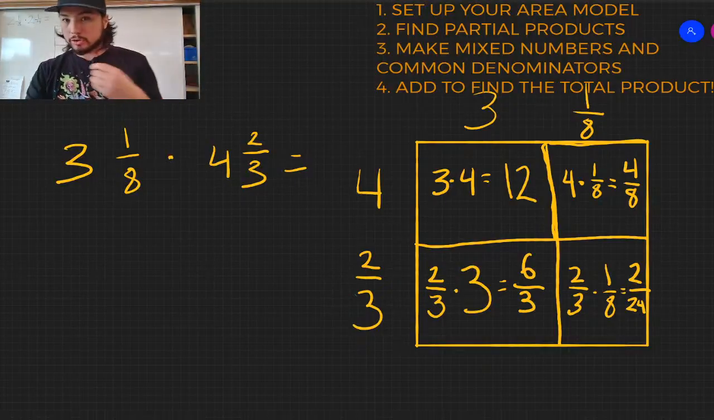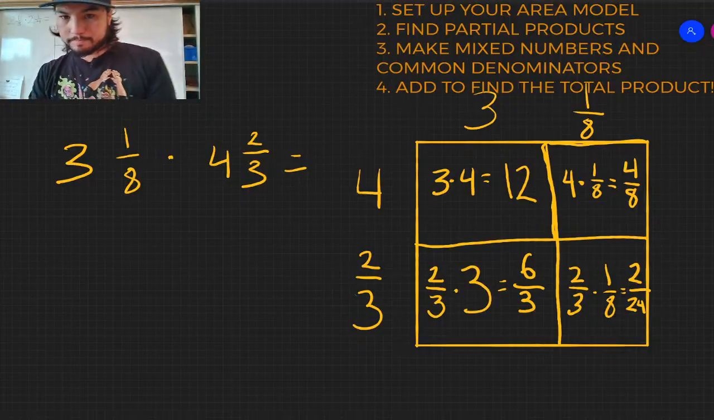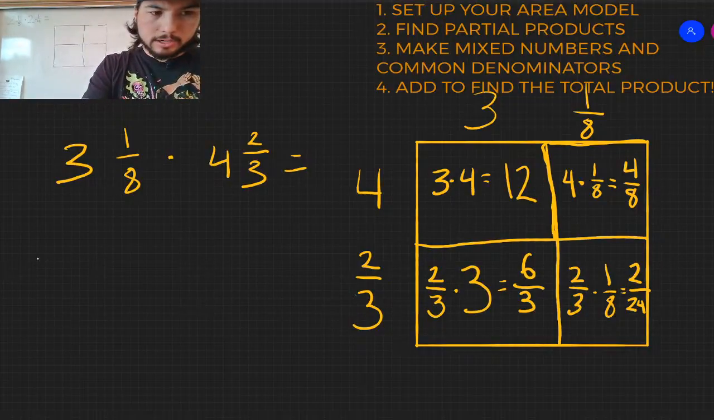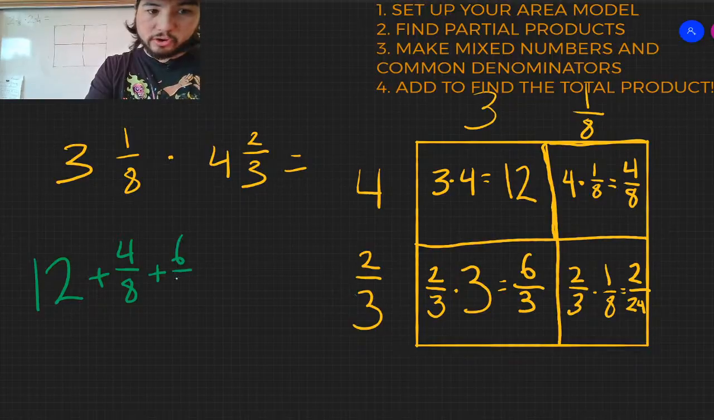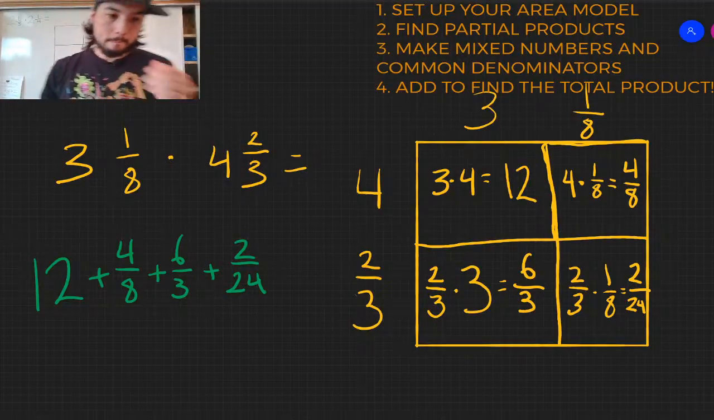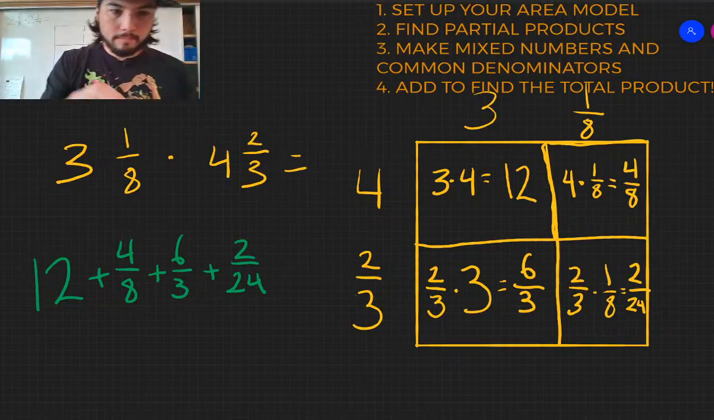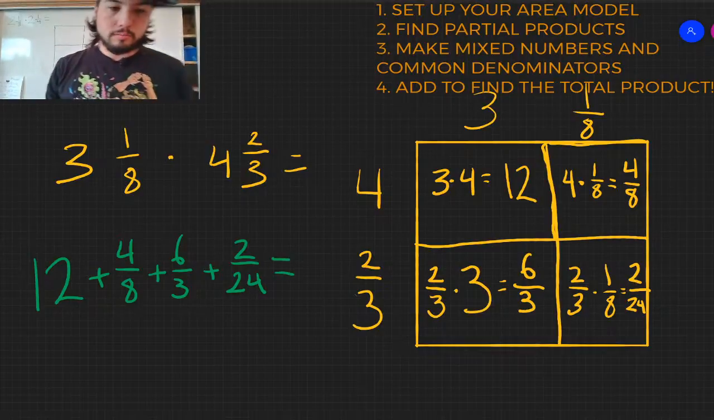I'm going to write my partial products down here in green, just to make it a little easier to see. So we end up with 12 plus 4/8 plus 6/3 plus 2/24ths. Okay, so that's going to get us our total product.